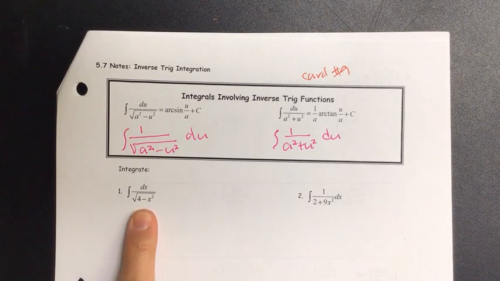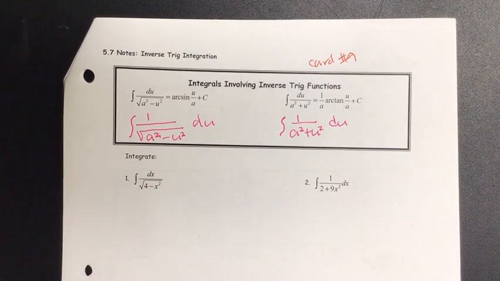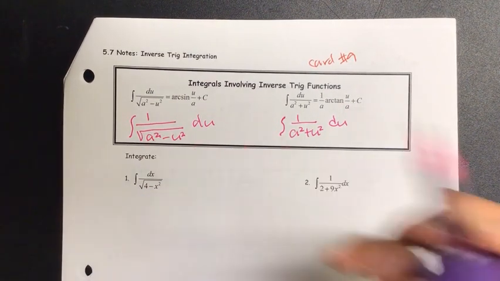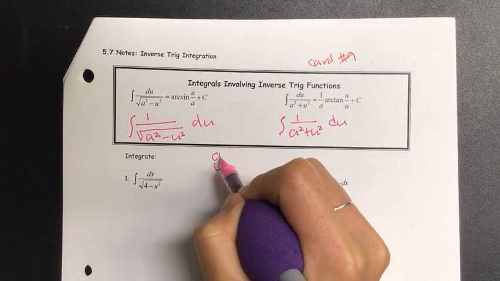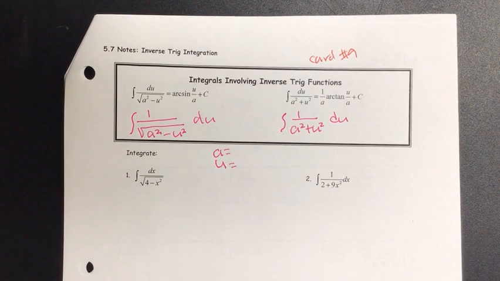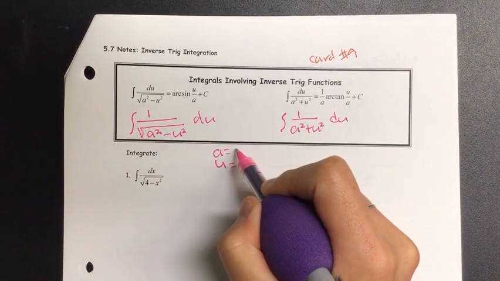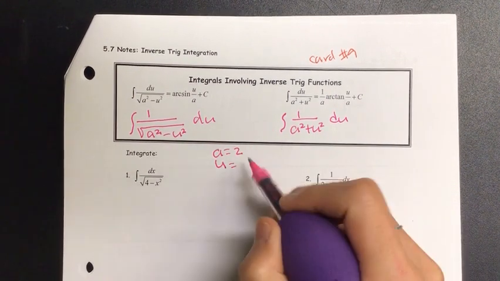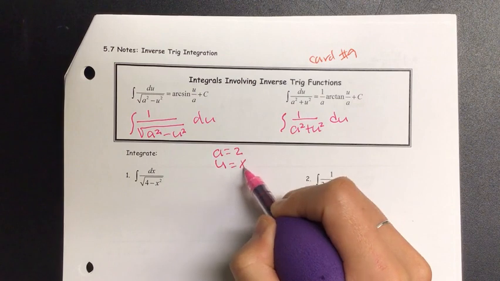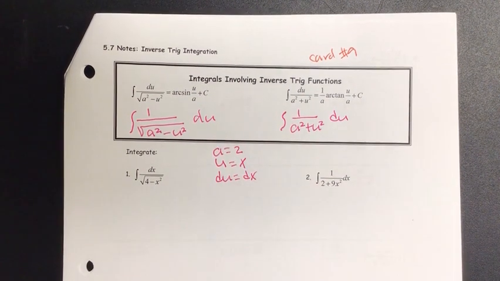The first one has to do with arcsine or arctangent. If it's got a minus, arcsine. So, let's go ahead and label the following. We have to label out what u is equal to and what a is equal to. So, I'm going to go back to the formula. If a squared is 4, what is a alone? 2. If u squared is x squared, then u alone must be x. And then I'm going to derive it. du is equal to dx.